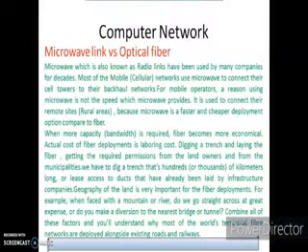Almost all the cost of fiber deployment is labor cost. Digging a trench and laying the fiber, you have to dig and bury it. Getting the required permissions from the landowners. There are so many formalities from the government, geographical things we have to see.